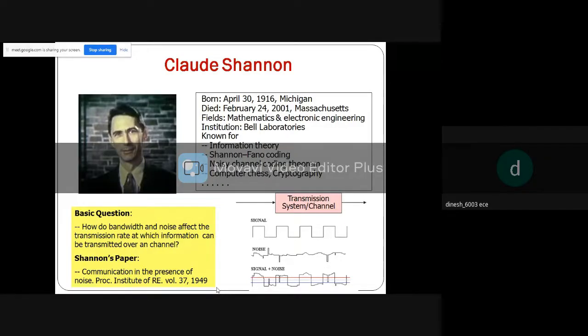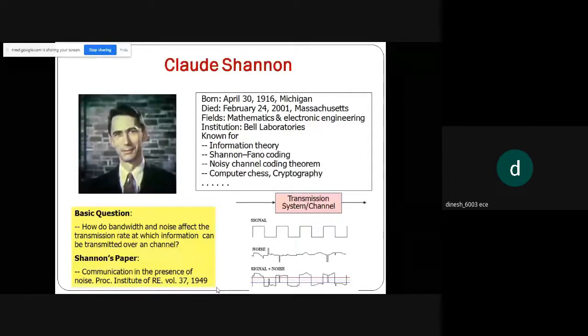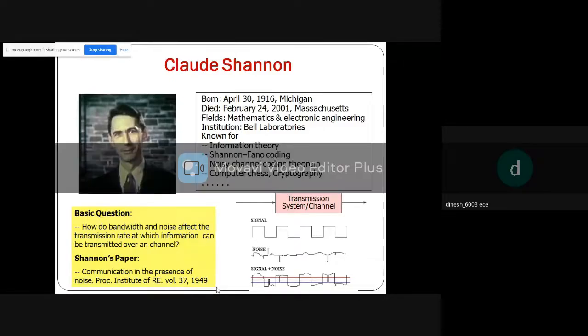Then, along with Fano, he discovered the Shannon-Fano coding. He has given postulates on the channel coding theorem, the chess which is played on computers, and he is a master in cryptography.